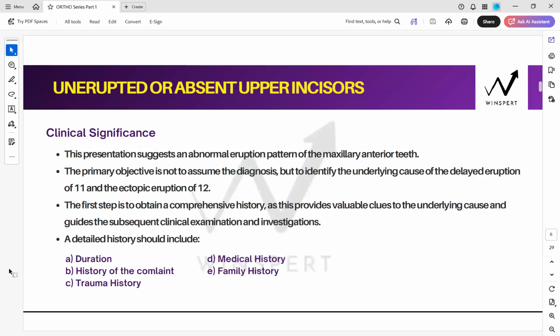Now, the primary objective is not to assume the diagnosis, but to identify the underlying cause of the delayed eruption of 1-1 and the ectopic eruption of 1-2. So 1-2 is coming ectopically, because our 5-2 is still retained and our 1-1 has not erupted. It's a delayed eruption.